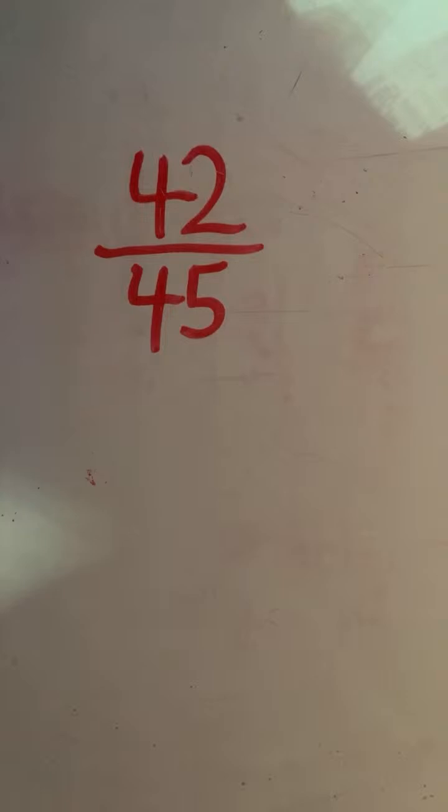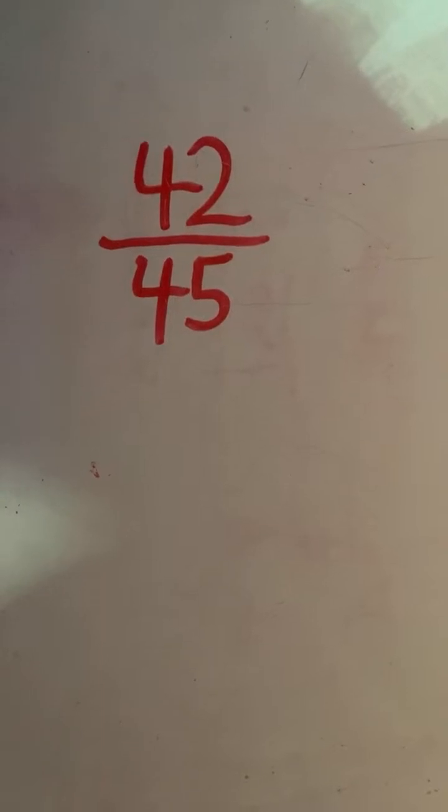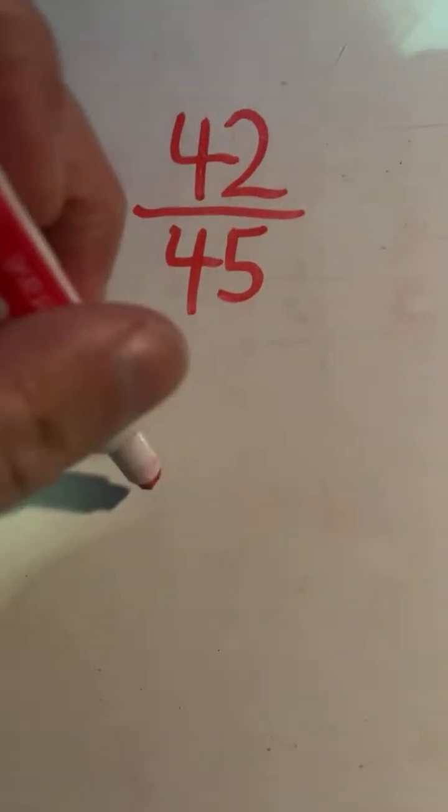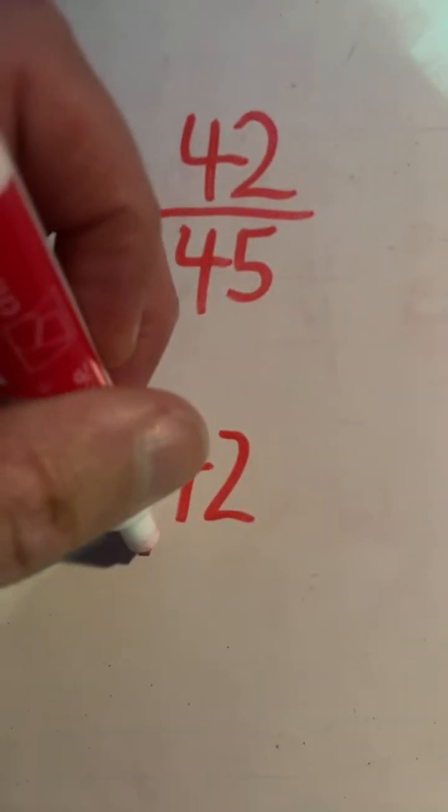So we're going to start out by reducing 42/45 to lowest terms. Now, one of the quickest, most efficient ways to reduce fractions to lowest terms is to divide both the numerator and the denominator by the greatest common factor. So we have to figure out what the greatest common factor is between 42 and 45.